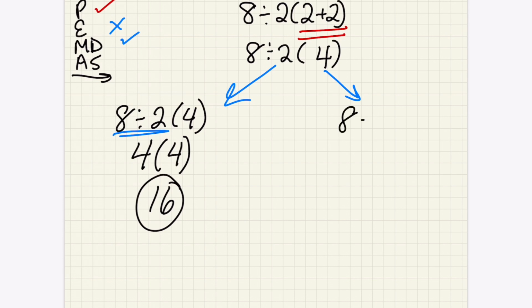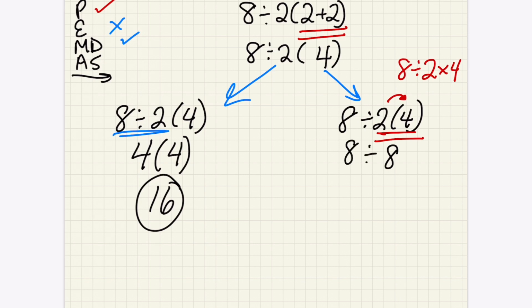And then I could also see this pathway where people will argue, although there is division, I have to do this 2 times 4 first because it's not written as 8 divided by 2 times 4. They're connected through a parenthesis, so these are really grouped together, and I really should distribute before I move forward. So I can see people doing 2 times 4 to get 8, rewriting the problem and getting 8 divided by 8 to get 1. And that's where this confusion comes in. Which way do we go?